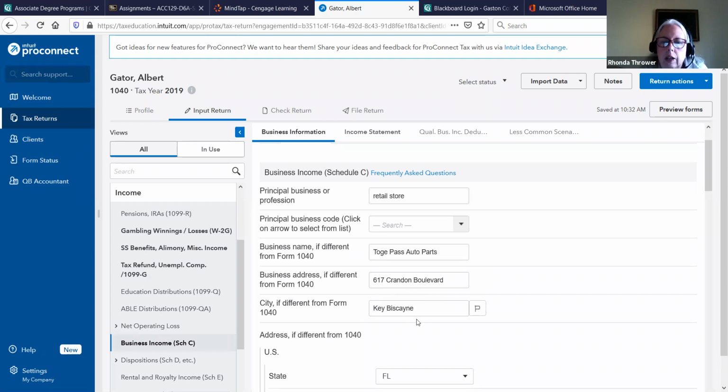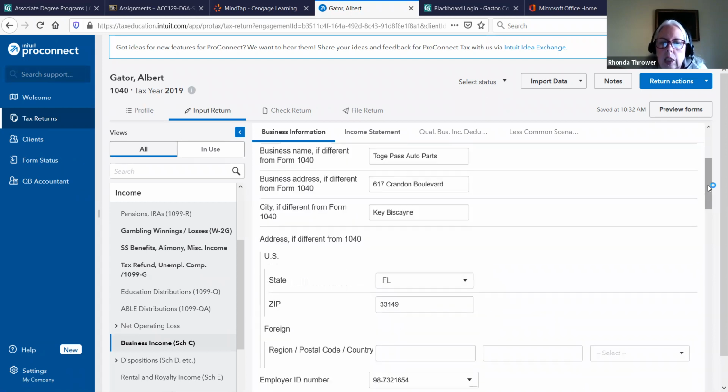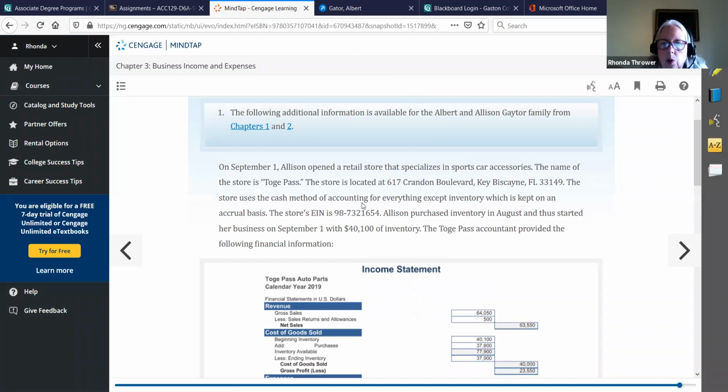All of this information is given in the instructions to the problem. We are working from the city of Key Biscayne, and it's in Florida, and this was a zip code. All of that information came from this part right here. This is the information about the company that's being operated. Notice they're using the cash method of accounting.